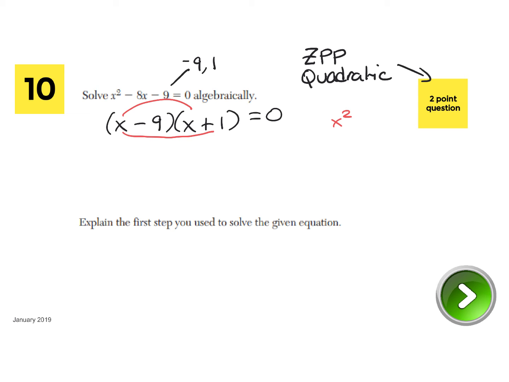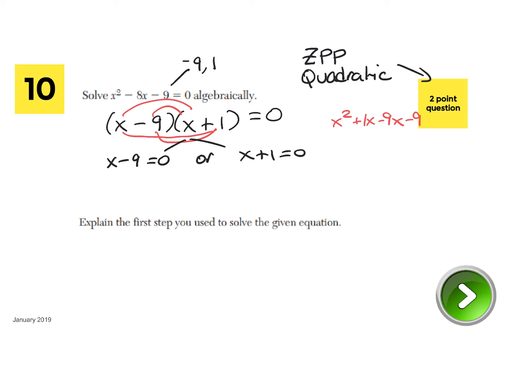X times 1 would give me 1x. Negative 9 times x would be negative 9x. And then minus 9. That is going to look nice for me, so I know that I have got this correct. Now I do the ZPP. So remember, ZPP is saying one of these has to be 0 if the whole thing is 0. So x minus 9 equals 0, or x plus 1 equals 0.